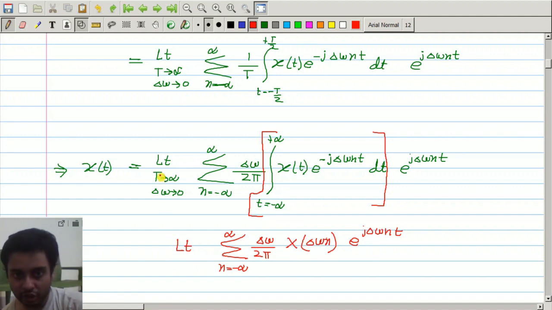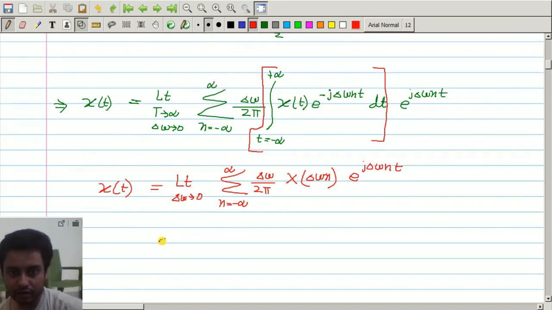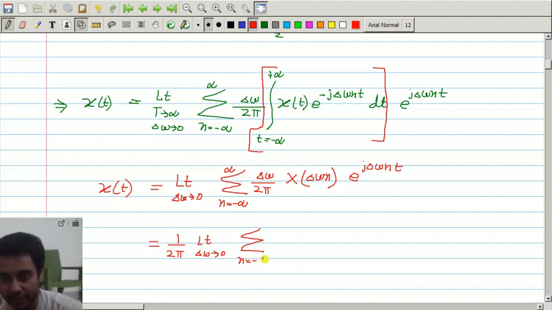I need not write T tending to infinity because there is no capital T here. So it is enough to write delta omega tending to 0. This is x of t. Now let me put this 1 over 2 pi outside, that is a constant, and then we have the limit delta omega tending to 0, a sum over n equal to minus infinity to plus infinity. Here we have X of delta omega n e to the power j delta omega n t, and this delta omega.